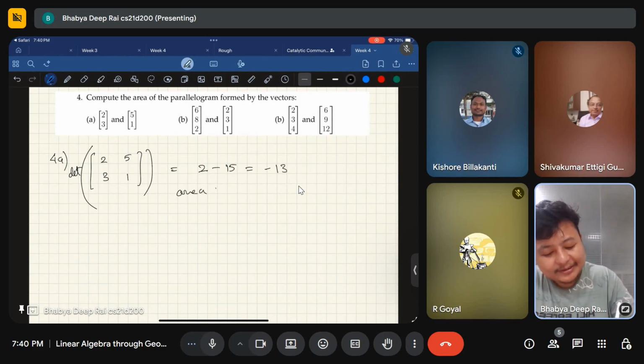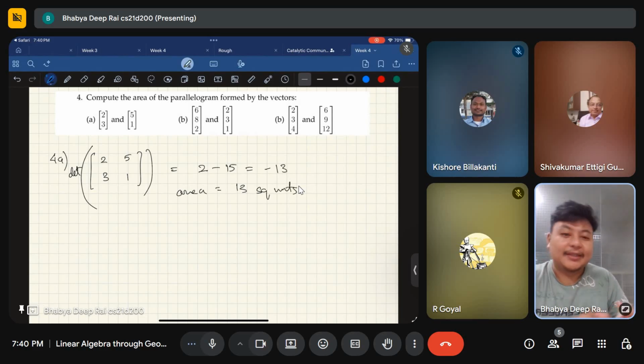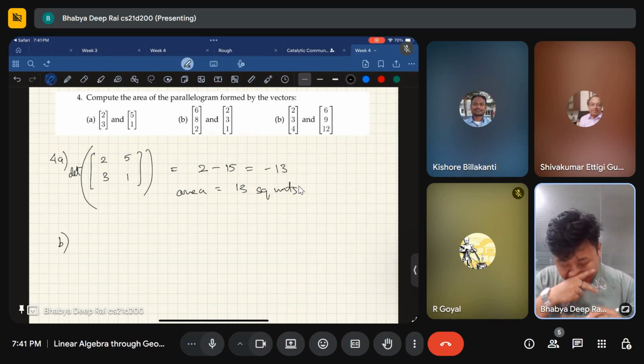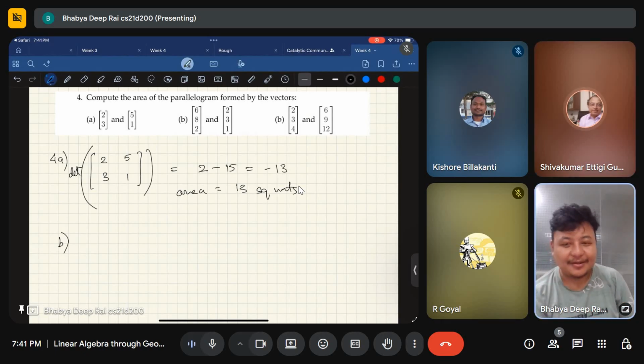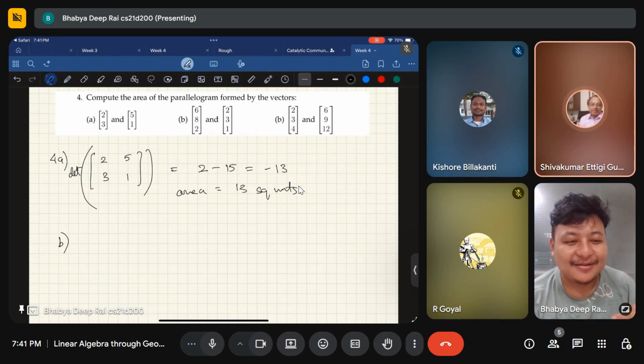This I can always do. But what is the problem? Can I do the same with B? Exactly. But why can't I do the same technique? We have to take the cross product and take the magnitude. But I can't take the determinant of this non-square thing.